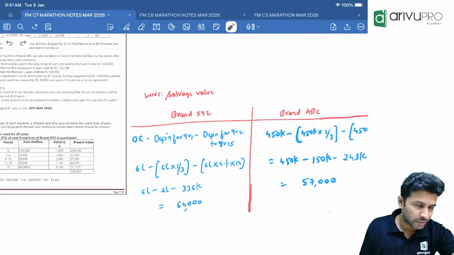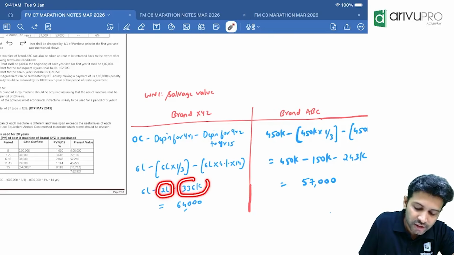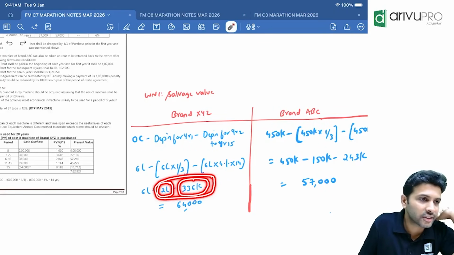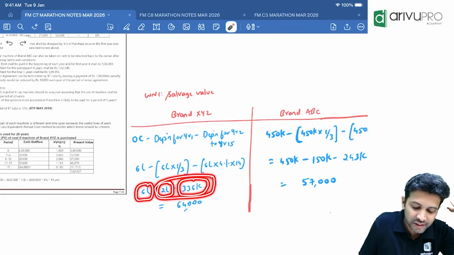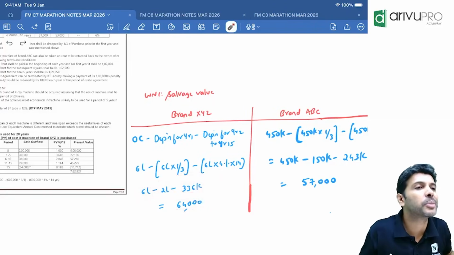Now, everyone check. First year ka, take a calculator. First year depreciation how much? 2 lakh. Balance 14 years, how much depreciation? 3,36,000. So how much is the total depreciation you have charged? 5,36,000. Out of 6 lakh, 5,36,000 you have depreciated. How much you did not depreciate? That only is salvage value.